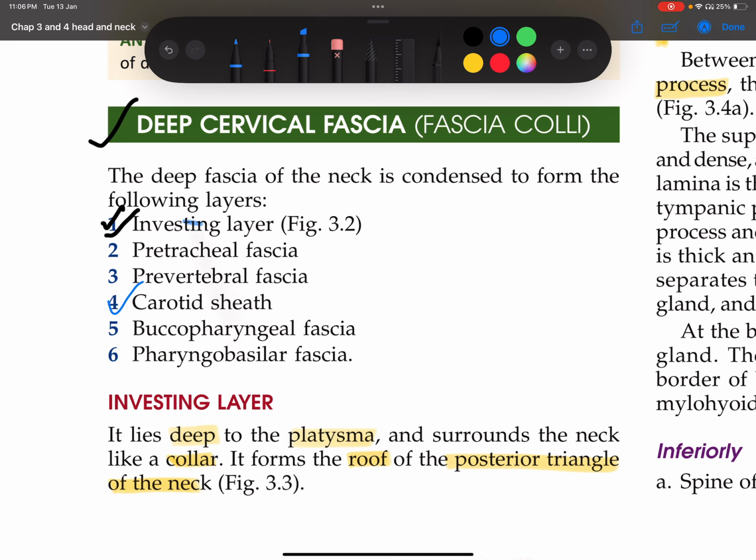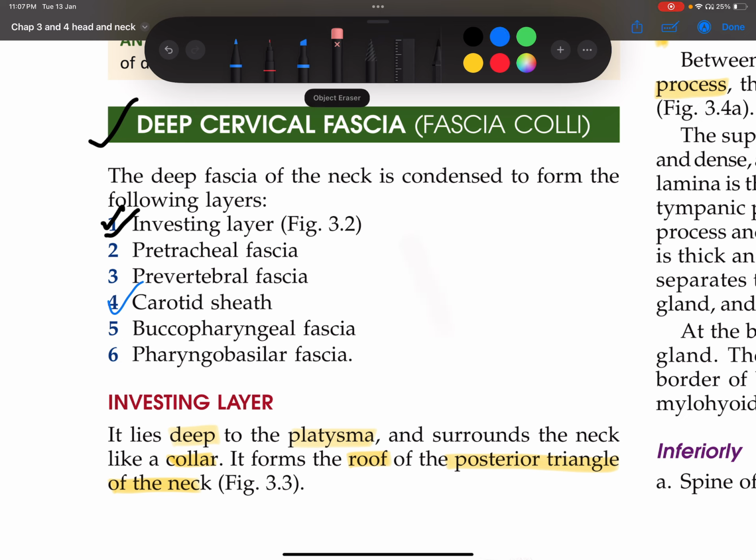Now, the investing layer is very important and it basically forms a collar around the neck. This forms the roof of both the anterior as well as the posterior triangle of the neck, and I've already taught that in the video where we were covering the posterior triangle of the neck, right? Then you have pretracheal fascia. As the name suggests, this is in front of the trachea. That means it covers the thyroid gland. Not just does it cover the thyroid gland and form its false capsule, but it also holds the thyroid gland in suspension with the help of the suspensory ligament of Berry. This ligament of Berry basically prevents the thyroid from falling into the sternum, right?